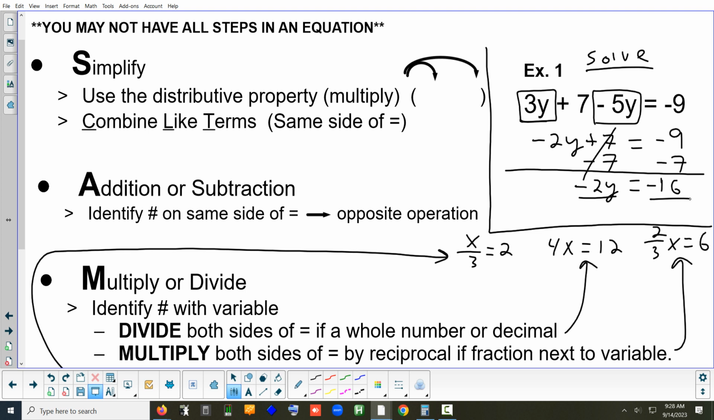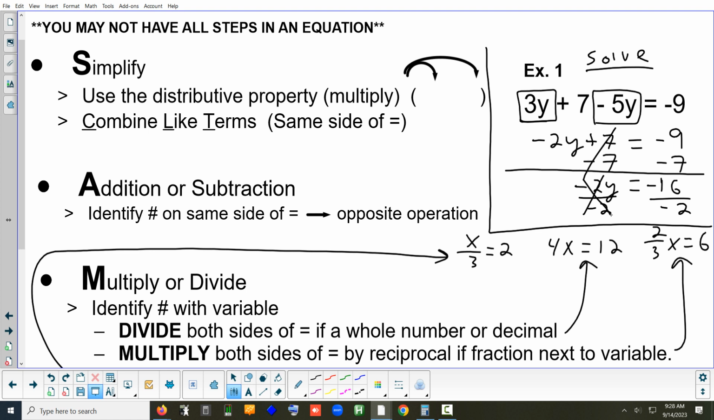Don't you divide by negative 2? Divide by what? Negative 2. Yep, you're going to divide each side by negative 2. And when you divide on the left, negative 2 divided by negative 2, what do you get if you divide two numbers that are the same? Positive. Positive 1. So it would just be y.